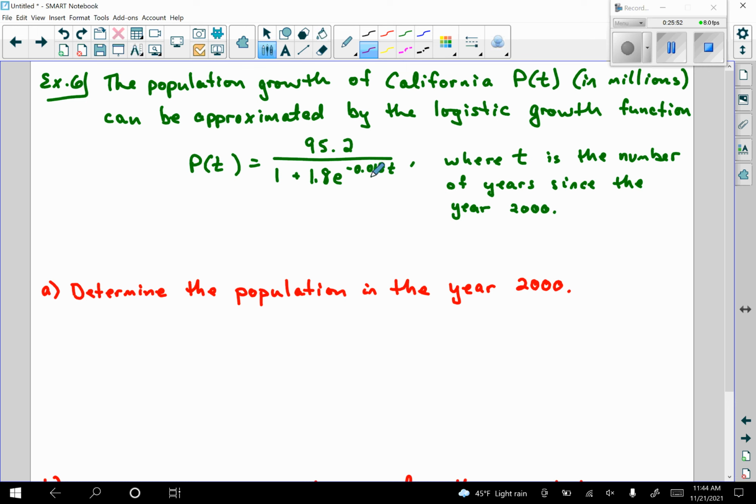So we're going to determine the population in the year 2000. So if t is the number of years since the year 2000, for this problem, this means no years have passed since 2000, so t is going to be 0. So I'm just going to rewrite the formula here.